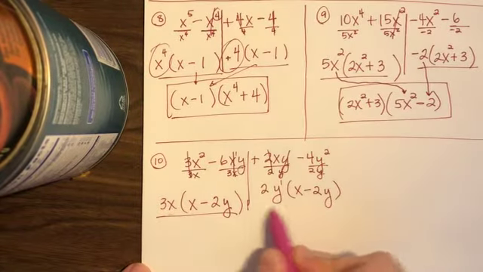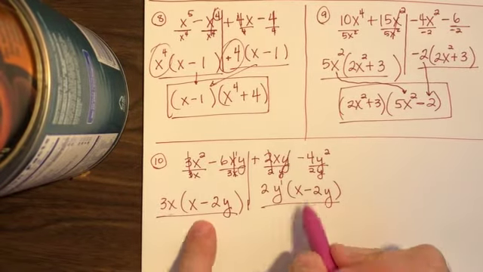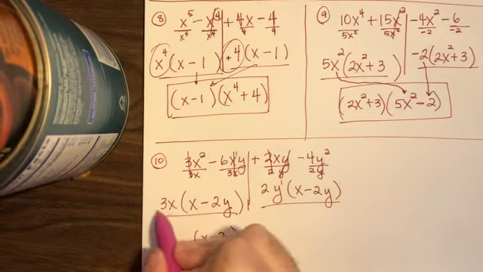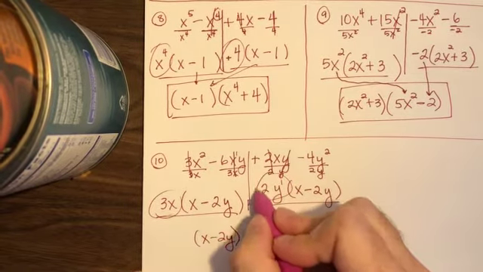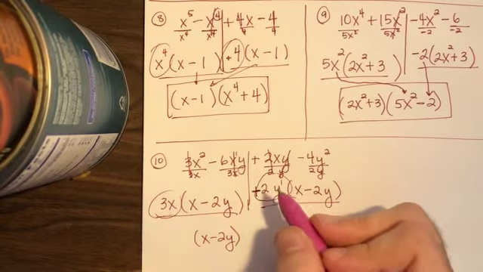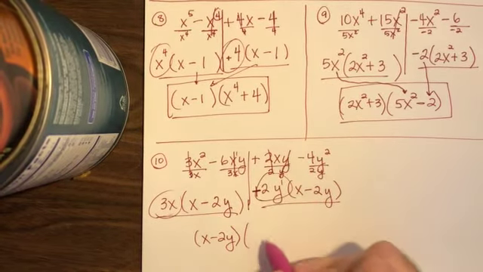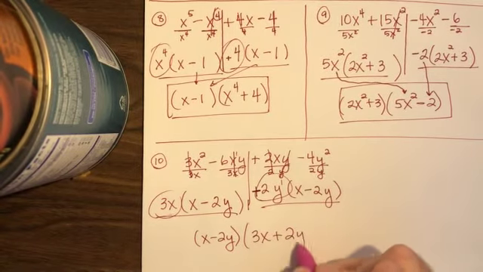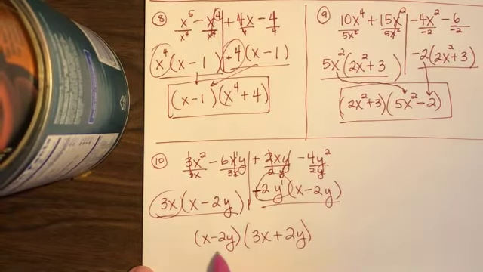And it's happened again. Common parentheses, x minus 2y. I'm just going to write that one time. And then my little leftover is 3x and 2y. Don't forget, if this is positive, put a plus. That'll keep you from writing 3x, 2y, or even worse, multiplying them together, which is wrong. But there you go.